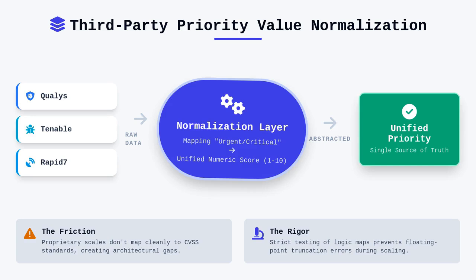This allows your remediation teams to view a single, consistent priority score regardless of whether the underlying data originated from Qualys, Tenable, or Rapid7. Achieving this uniformity requires rigorous testing of the logic maps to prevent truncation errors that occur when scaling floating point numbers during the normalization process.